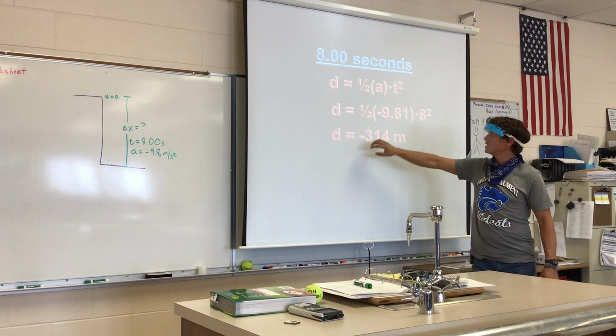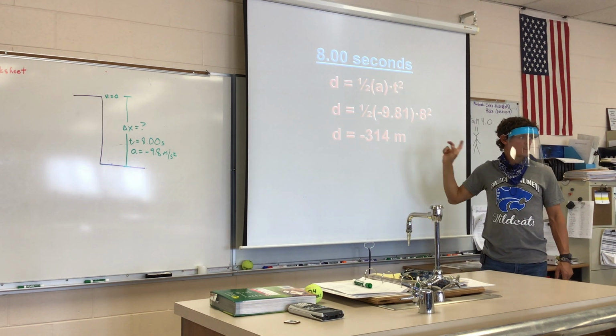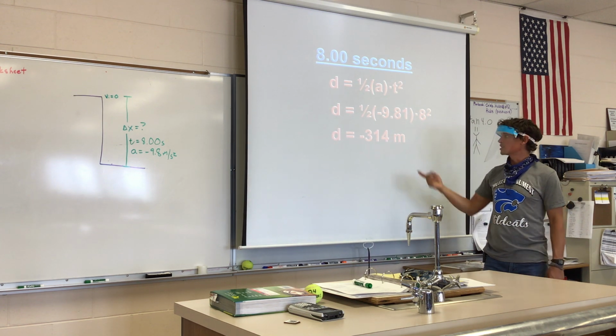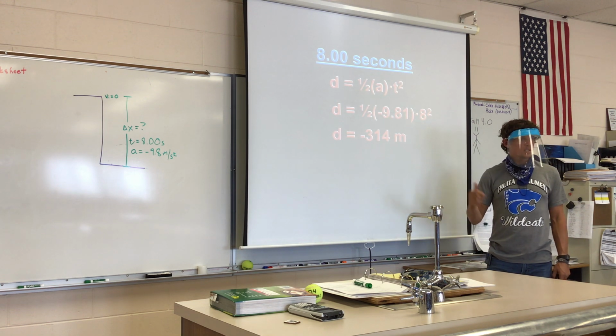Now up here I have d's. I should probably replace these with delta x's, because that means I'm giving directions as well. And if you're just asked for the height of it, you can drop the sign and just give a positive answer. Any questions on this one?